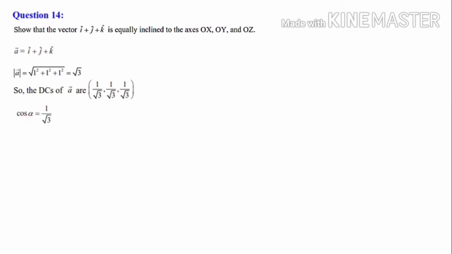So cos alpha is equal to 1 by root 3, cos beta is equal to 1 by root 3, and cos gamma is equal to 1 by root 3. These are the direction cosines. So the cos values are the same here. Since the cosines of the angles are the same, the angles must be the same, that is alpha, beta and gamma must be the same. So the vector is equally inclined to OX, OY and OZ. That means the vector is forming equal angles with the x-axis, y-axis and z-axis.